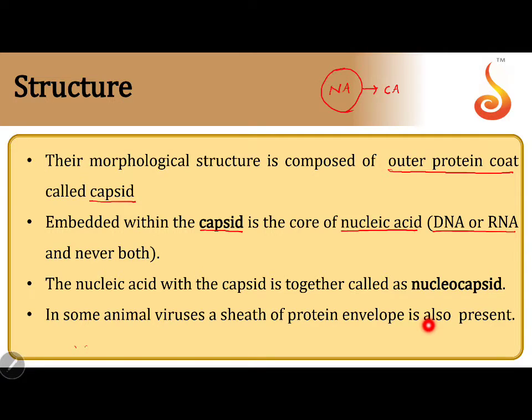We are calling the protein coat as capsid and nucleic acid as genetic material. As simple as that. So we all visualize virus to be like this, isn't it? Now, together we call it as nucleocapsid. Nucleo for nucleic acid, capsid for the protein coat.